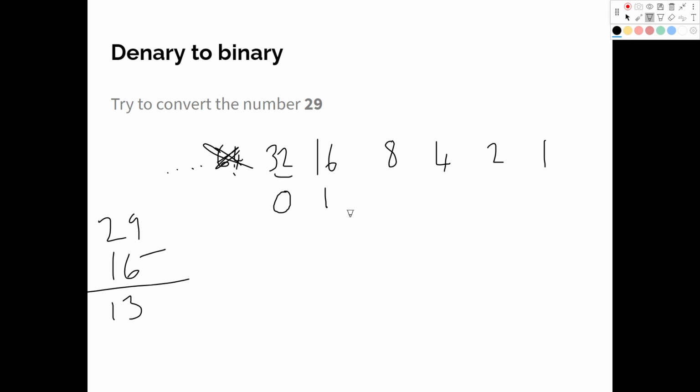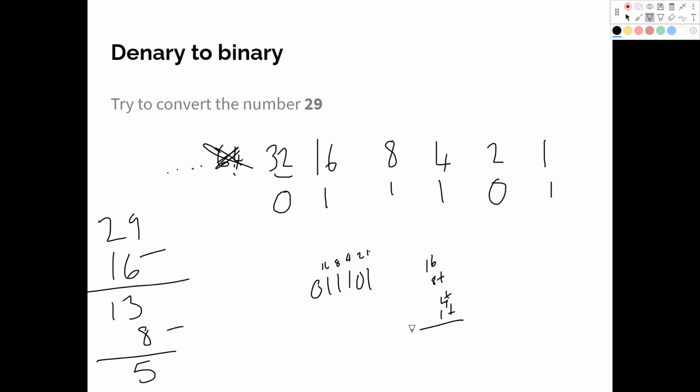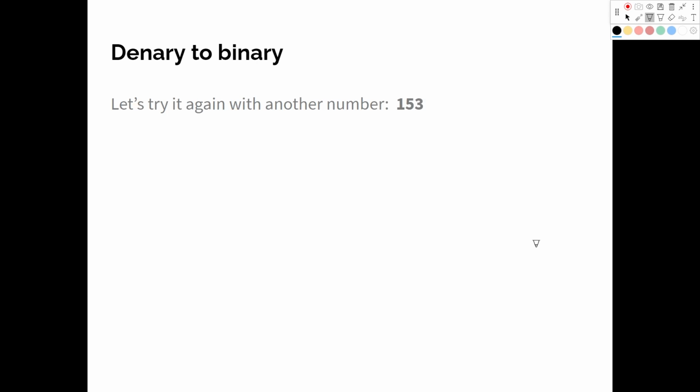Can I use the 8 to make up 13? I certainly can because it's less than 13. So I can take that away from 13 and that gives me 5. And at this point, I know that 5 is just made up of a 4 and a 1. So there's the 0. So 011101 is the binary version of 29. And you can double check this. If you convert it back into denary, 1, 2, 4, 8, 16, we take 16 plus 8 plus 4 plus 1, and that's 29. Perfect.